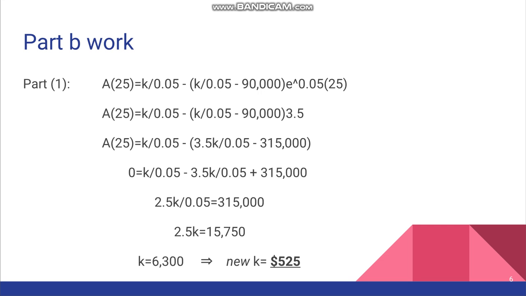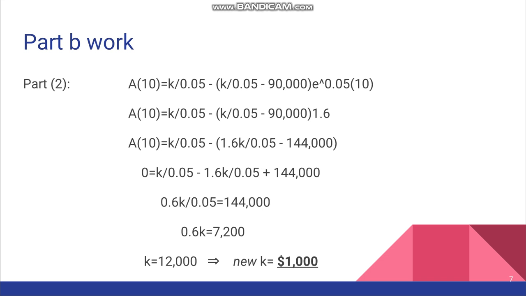Now we can combine like terms with the K value in it and add that outcome to the other side of the equal sign. Since we need to solve for K, let's divide both sides by 2.5. We have a K value of 6,300, but we are not done yet. Because the K value is originally specified in years, we are asked for the K value per month. Therefore, we need to divide this K value by 12 to get our new K value. For Part 1, the monthly payments will be $525.